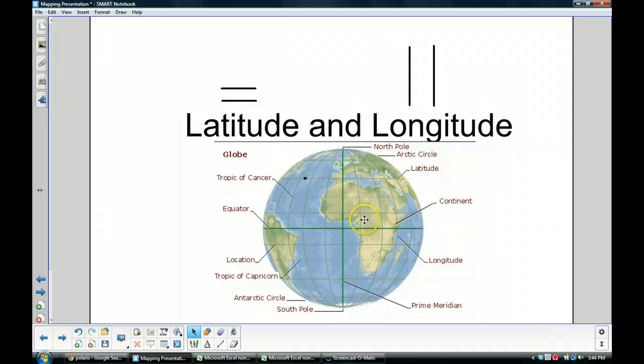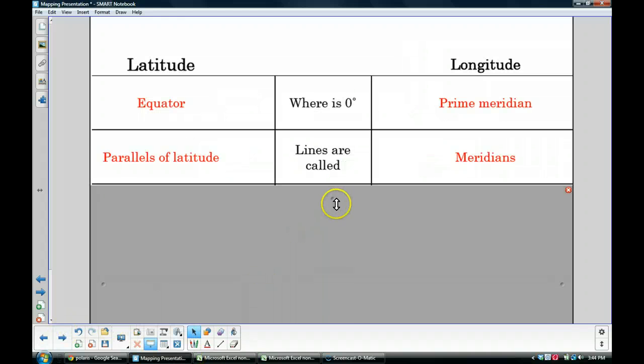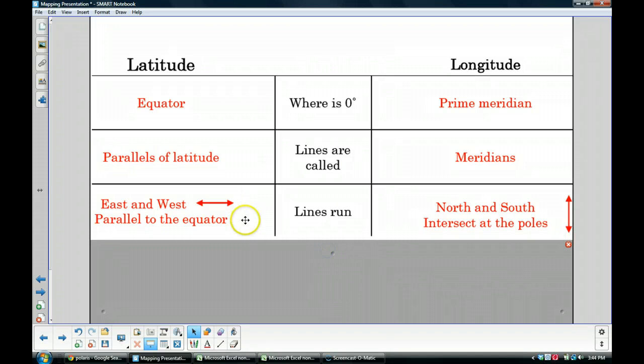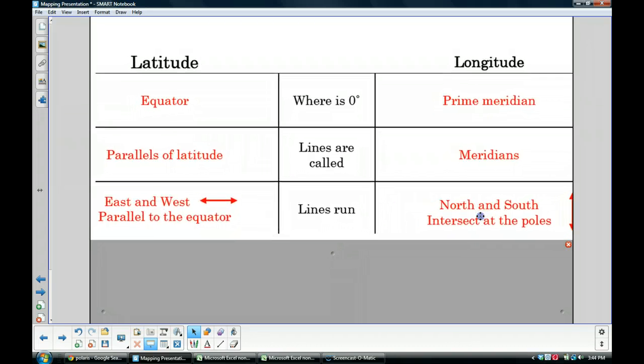Longitudes are called meridians because meridian is a halfway point. If you take any one of these lines, I want you to envision taking a knife and slicing down one of these lines all the way around the Earth, and you would split the Earth in half. No matter which one of these lines you slice along, you'll slice it in half. So that's why they are called meridians. So we have parallels of latitude, and meridians of longitude. Latitude lines run east and west, parallel to the equator. Longitudes run north and south, and they intersect at the poles.